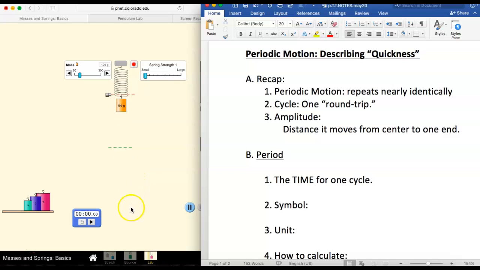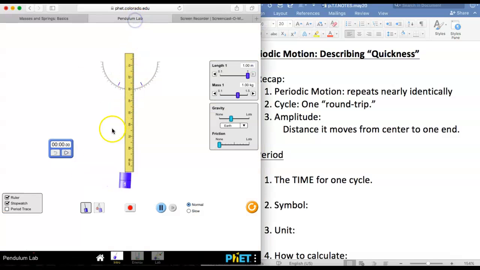So for this brick, we could say a cycle starts here and ends here, like that. Start, stop, like that, a round trip. For a pendulum, a cycle would start over here and end when it comes back. So it starts now and ends now. So that's a cycle, a complete round trip.